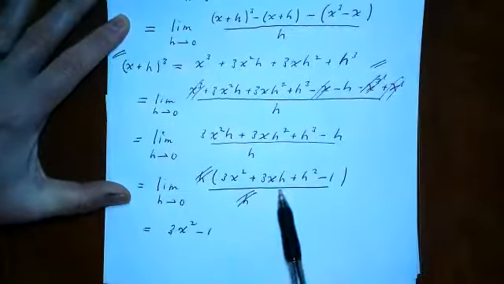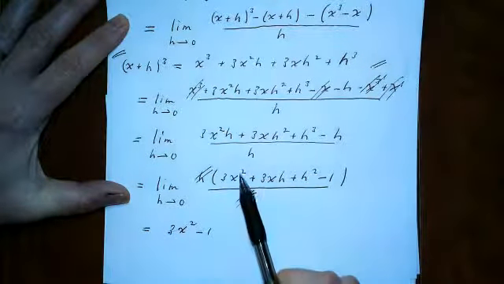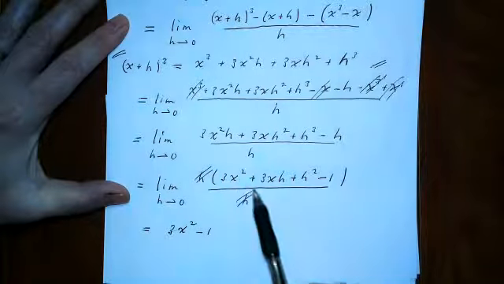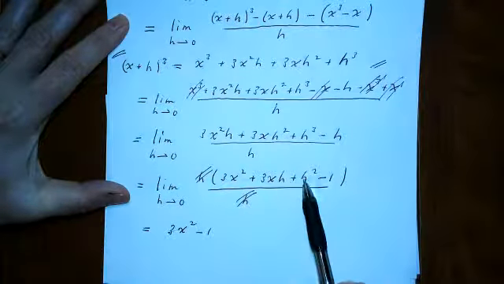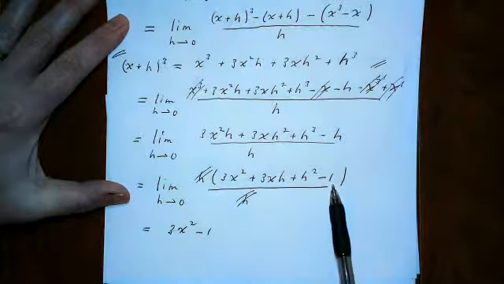And now we can plug 0 in for h. And if we plug 0 in for h, this stays 3x squared, this becomes 0, this becomes 0, and then we have our minus 1. So that means that the derivative function for x to the third minus x is 3x squared minus 1.